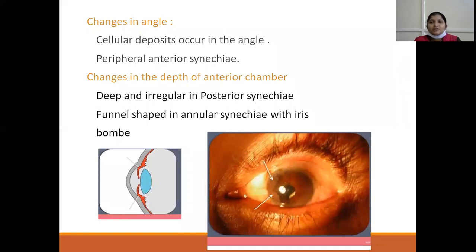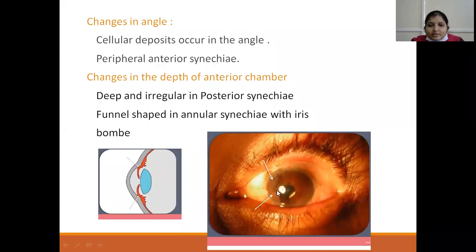The depth can be irregular and deep. The depth can be increased because of formation of posterior synechiae. If the posterior synechiae are annular, that is 360 degrees around the pupil, then it can lead to funnel shaped anterior chamber.